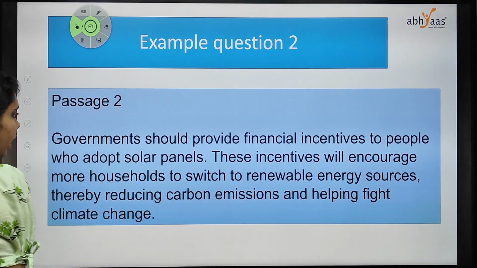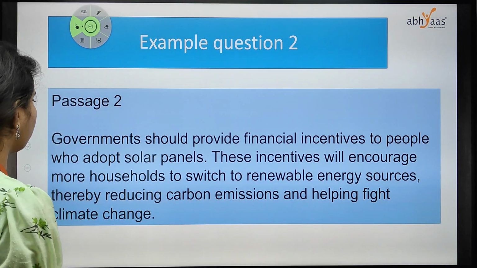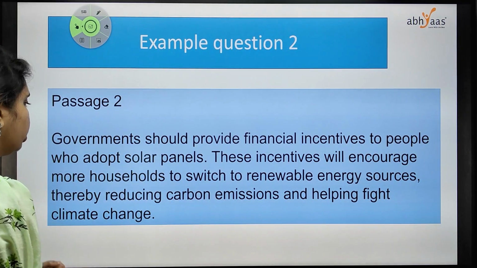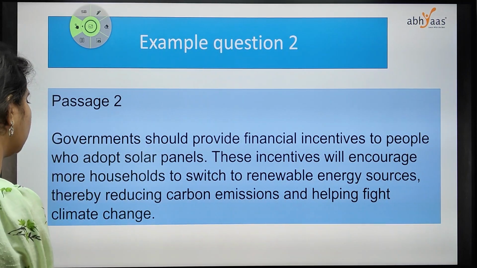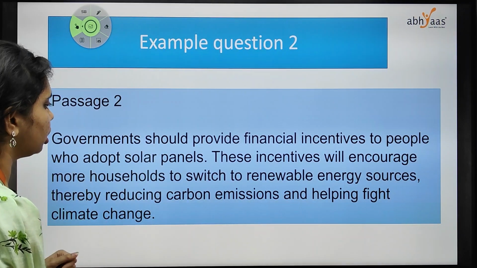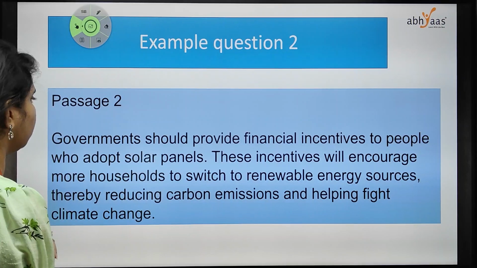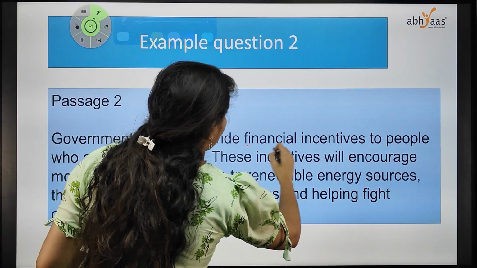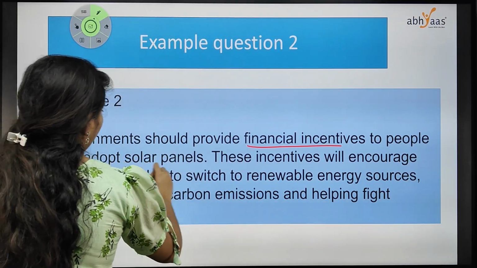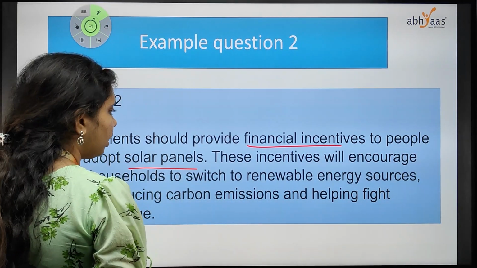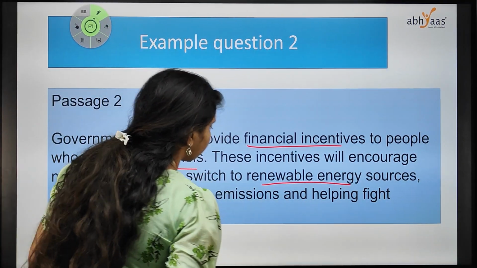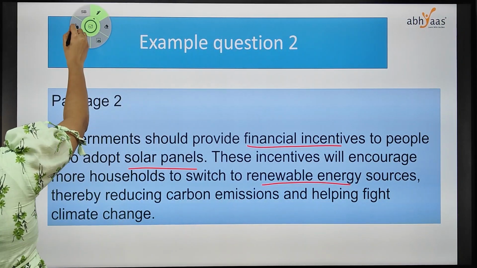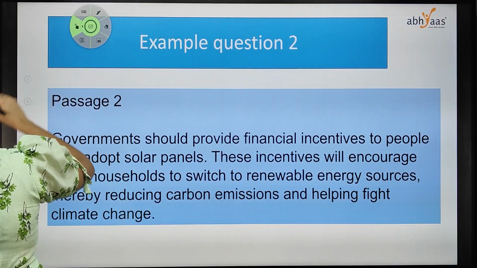Let's look at passage 2. Governments should provide financial incentives to people who adopt solar panels. These incentives will encourage more households to switch to renewable energy sources, thereby reducing carbon emissions and helping fight climate change. Okay, so the author argues that when you provide financial incentives, people will adopt solar panels. And with these panels, we'll have renewable energy, right? And we reduce carbon emissions. Okay, so these are like the main points. Let's look at the options.